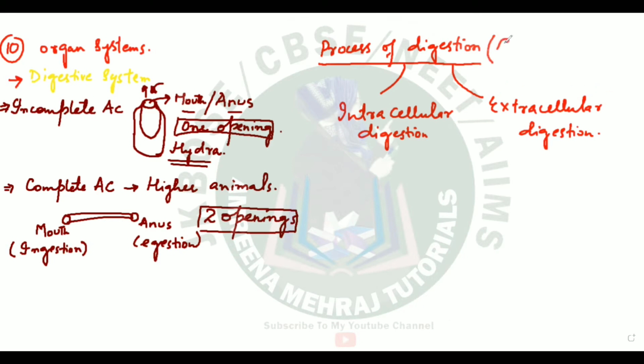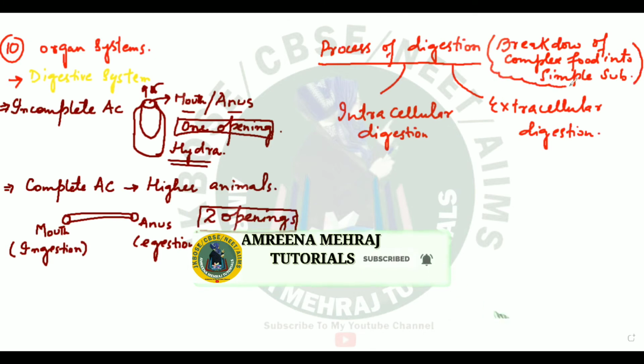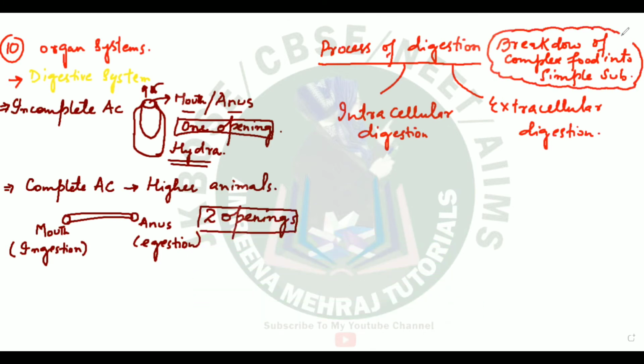Now, what is digestion? Digestion is the breakdown of complex food into simpler substances like your glucose, galactose, fructose, your fatty acids, your glycerol, your amino acids. That breakdown is called digestion. Now, this digestion can take place inside the cell or it can take place outside the cell. Accordingly, you call it intracellular and extracellular. So here the same process of breakdown takes place inside the cell, and here it doesn't take place inside, it takes place outside the cell.